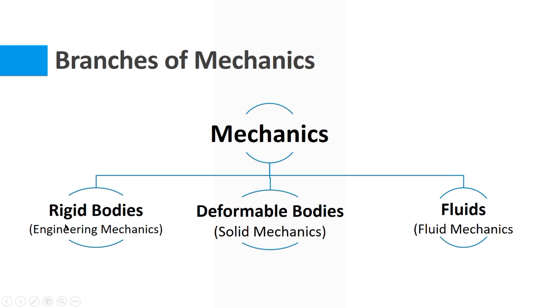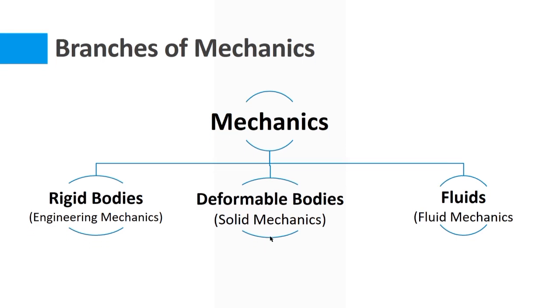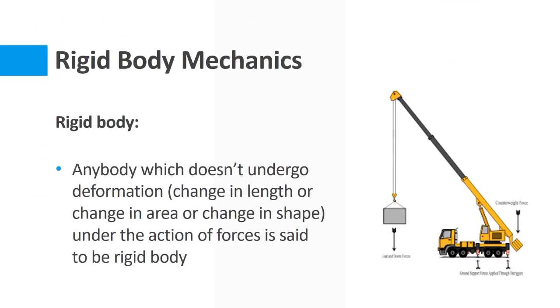So rigid bodies are discussed inside engineering mechanics, while deformable bodies are discussed inside solid mechanics, which is also known as mechanics of solids. So let's define what a rigid body is. Any body which does not undergo deformation, a change in length, area, or shape under the action of forces is said to be rigid. So the definition of rigid is that the body does not undergo any changes in any dimension, either in length, area, shape, or volume.